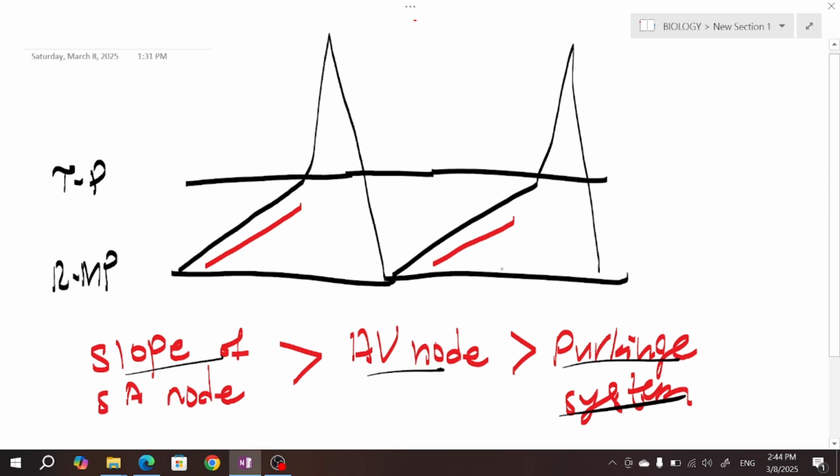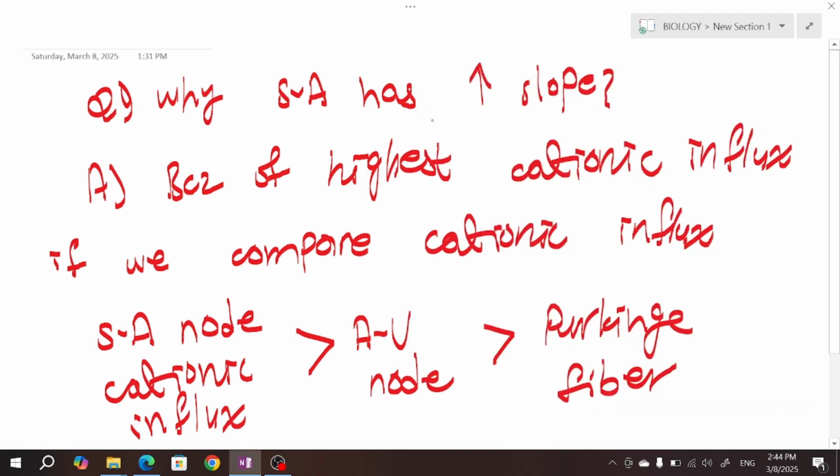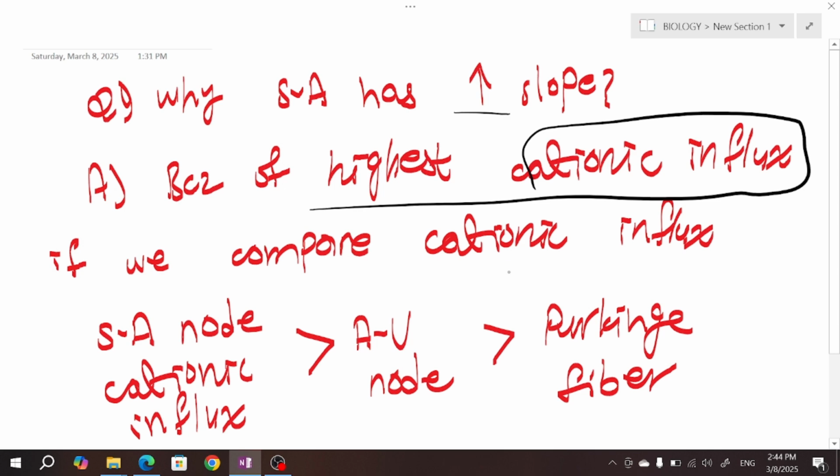Now why is the slope of the SA node high? The answer is written on the next slide: because of the highest cationic flux. The more the cationic influx, the more the sodium influx, the more the slope, or we can say the more the tendency. What is represented by the slope is the tendency to move towards the threshold potential. So if the slope is high, there will be more tendency to go towards the threshold potential, and the action potential will be generated more rapidly.